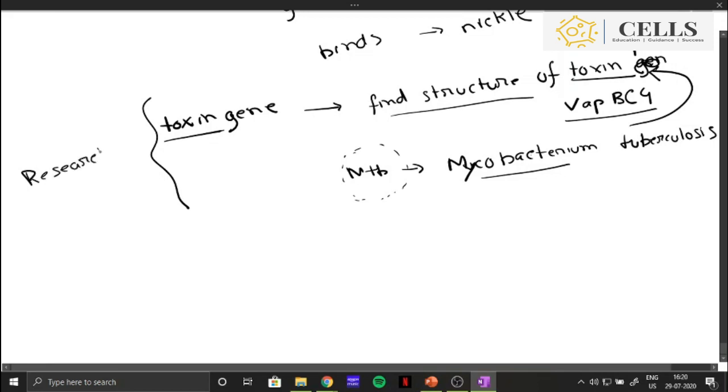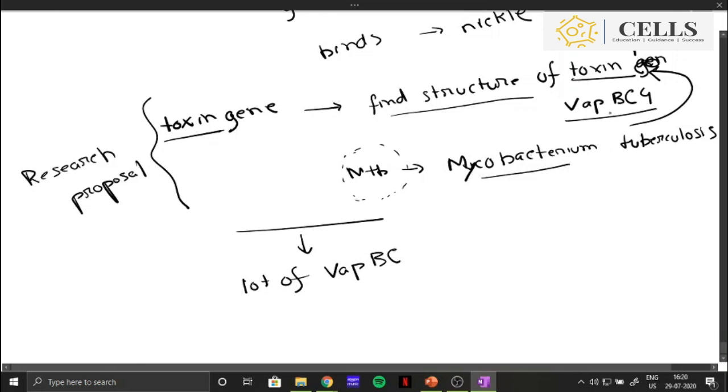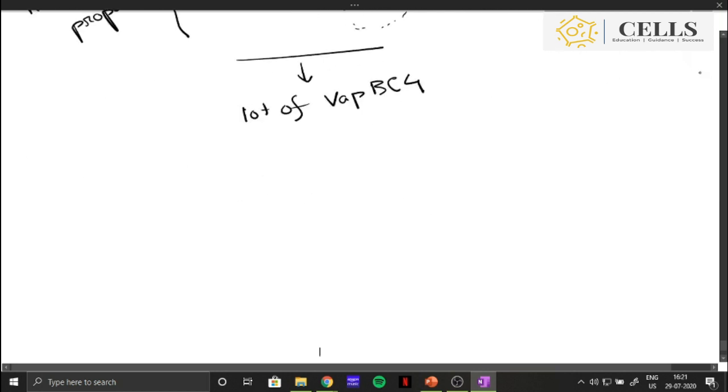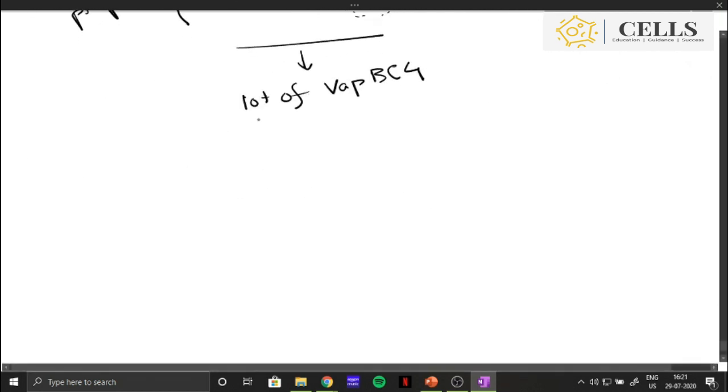This is your main research proposal. Now for that you need a lot of VAP-BC4, VAP-BC4 being the toxin protein. So now you have to find, for a lot of VAP-BC4 you need to generate a lot of protein. You have to generate a lot of protein.